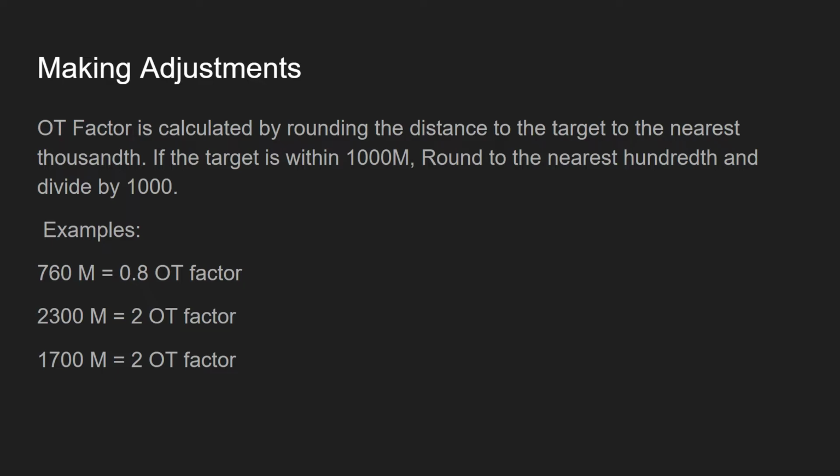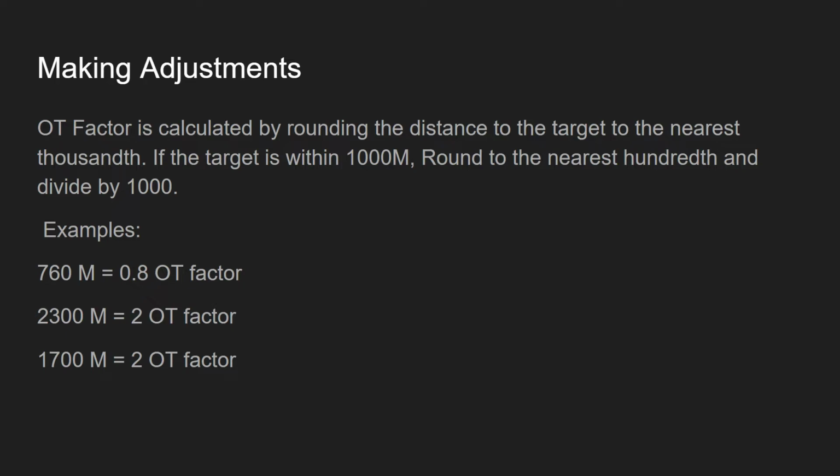The reason we needed to find the distance to the enemy and give the direction to the enemy is so we can shift fire. Using the distance to the enemy, we need to calculate the OT factor, or observer target factor. If the target is within 1,000 meters, round to the nearest 100 meters and divide by 1,000. So if the target was 760 meters away, the OT factor is 0.8.